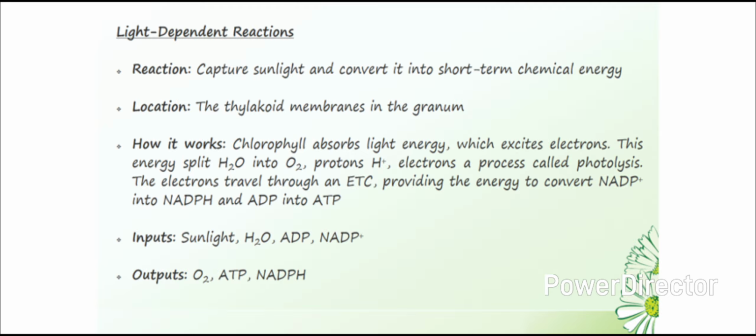The electrons travel through an electron transport chain, providing the energy to convert NADP plus into NADPH and ADP into ATP. Inputs: sunlight, water, ADP, NADP plus. Outputs: oxygen released as a byproduct, ATP and NADPH.